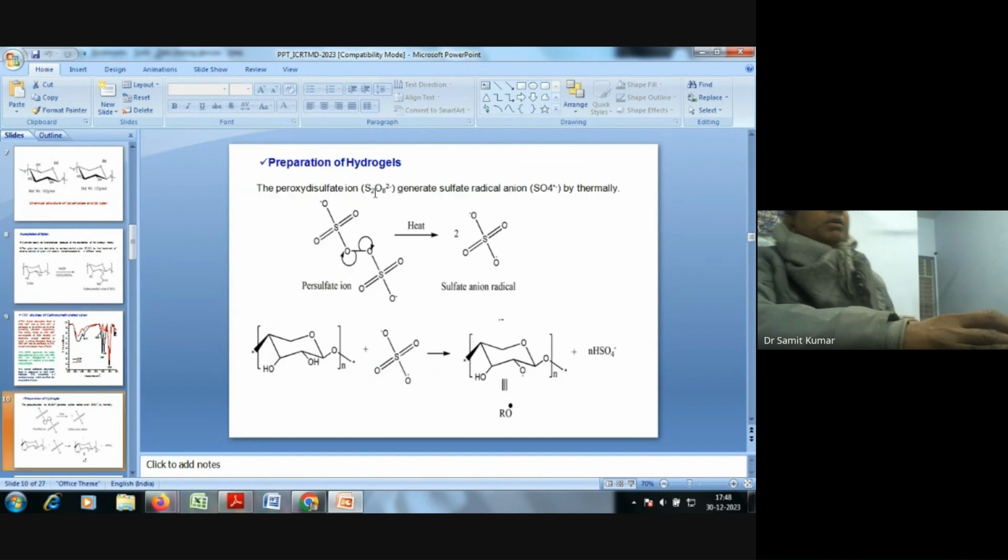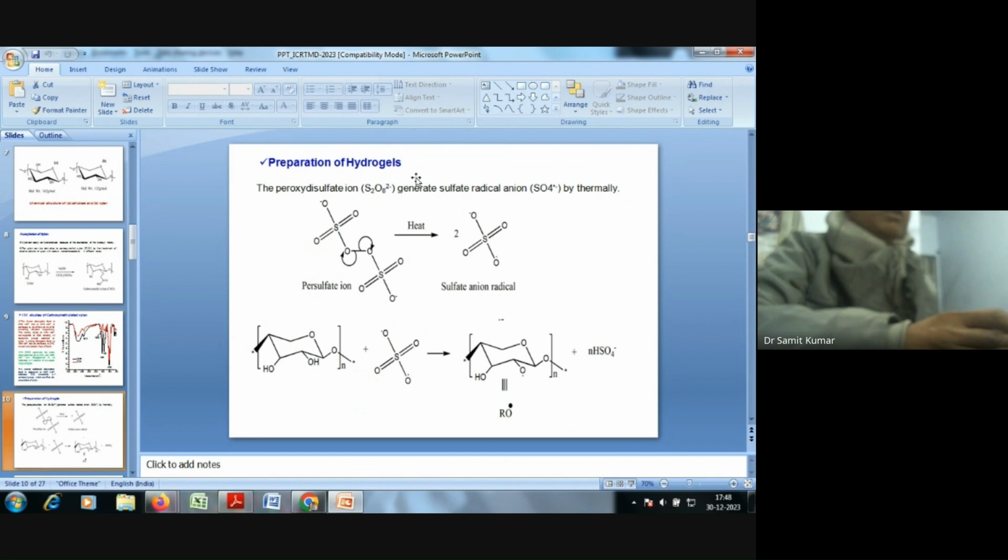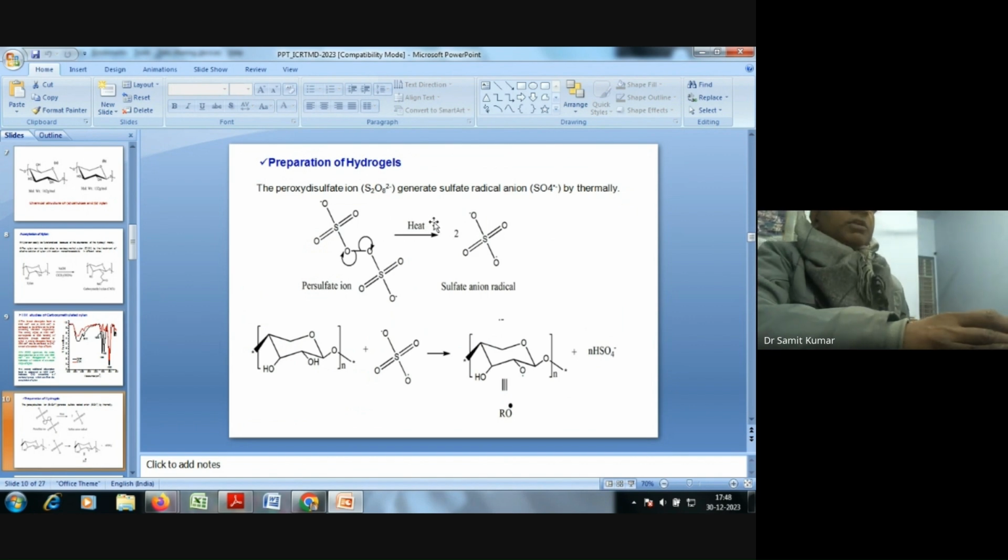Now, there is the preparation of hydrogel. Hydrogel is a three-dimensional interpenetrating network of polymers which absorbs a large quantity of water. That is called hydrogel. For the preparation of hydrogel, persulfate ions generate radical anions thermally.